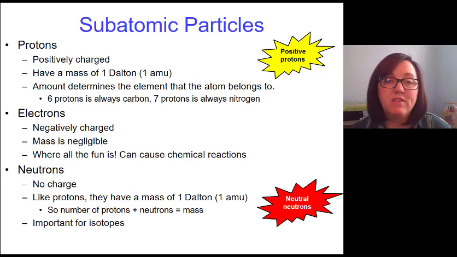Neutrons do have mass to them, like a proton, but they do not carry any charge. Neutral neutron. Like a proton, they weigh 1 Dalton. And now we know how to come up with the atomic mass of an atom, because we know protons have mass and we know neutrons have mass. If we know the numbers of protons and the numbers of neutrons, we just add that up to get the atomic mass of an element.